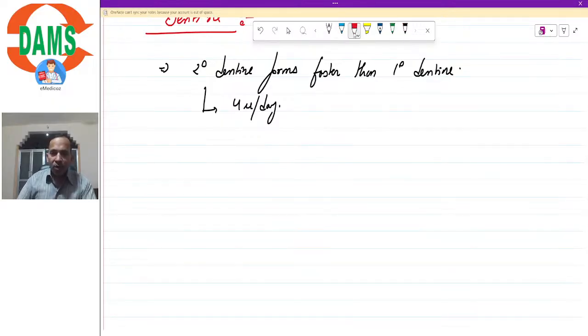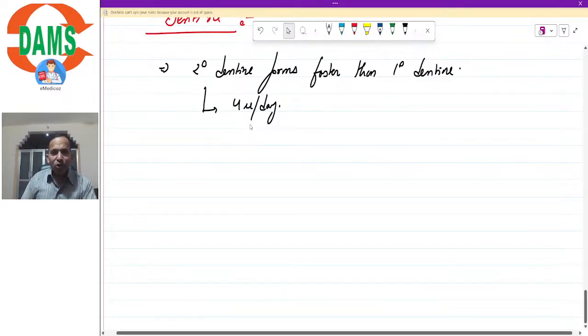Now, since we have talked about the formation, the rate of formation, I also want to mention something about enamel. We have studied about the cross striations. So we'll come back to dentine again. Let's go to enamel once more.